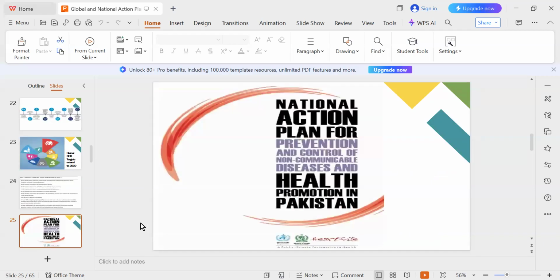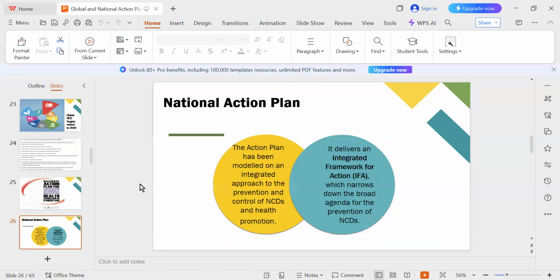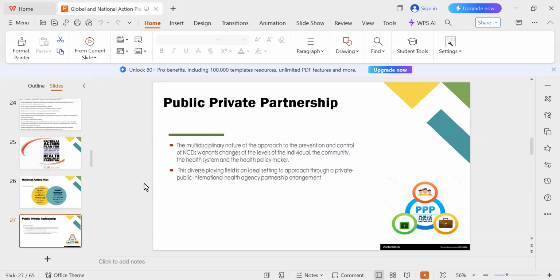Moving forward to the National Action Plan for the Prevention and Control of Non-Communicable Diseases and Health Promotion in Pakistan. The National Action Plan is modeled on an integrated approach to the prevention and control of NCDs and health promotion. It delivers an integrated framework for action, which narrows down the broad agenda for the prevention of NCDs. This occurs through public-private partnership.